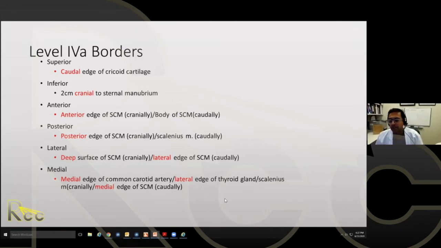Again, there have been multiple contouring workshops that have shown that once you get into level 4, there's some variability that occurs in how you draw level 4, and there can be stylistic differences. It's not as well spelled out as the upper neck.